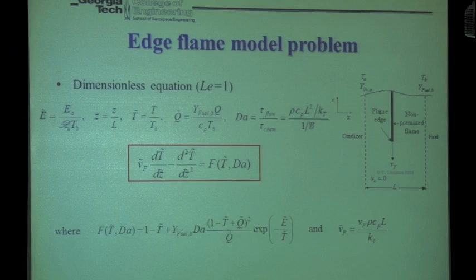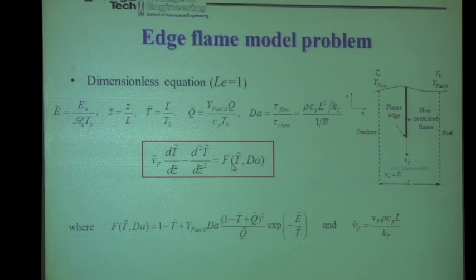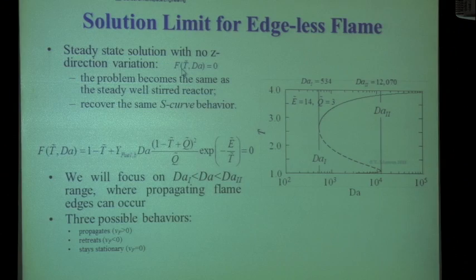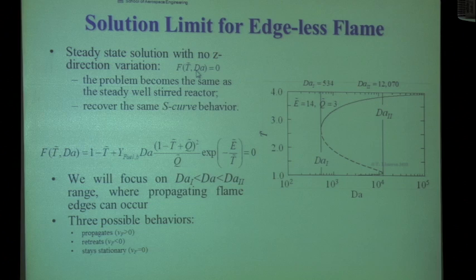If that's the case, everything on the left-hand side goes to zero. The solution of this equation is where this function of temperature and Damköhler number is zero. That's what we're doing on the next page. So the steady state solution with no z direction variation is where this function is zero. If you work through the textbook, you'll see it, but I didn't have time to do it. But this is basically an identical equation for a steady state well-stirred reactor, which I think most of you will be familiar with.